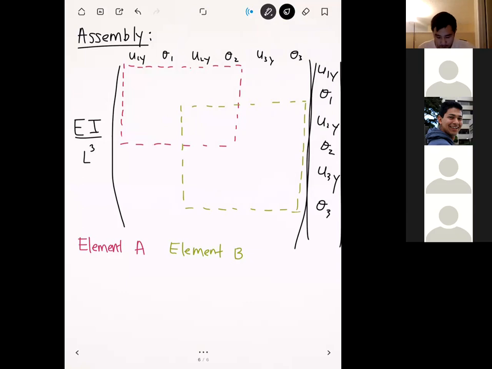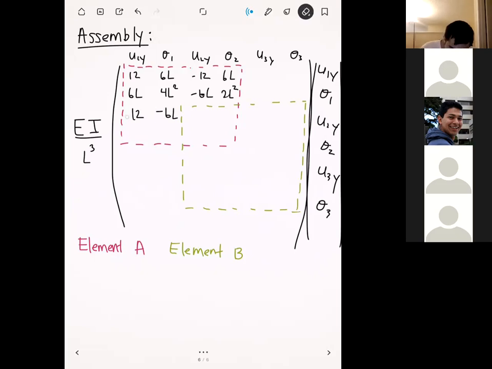Okay, and so let's go ahead and fill in the entries for everything that's boxed here. We're going to have 12, 6L, minus 12, 6L, then 6L, 4L squared, minus 6L, 2L squared. Then we have minus 12, minus 6L.